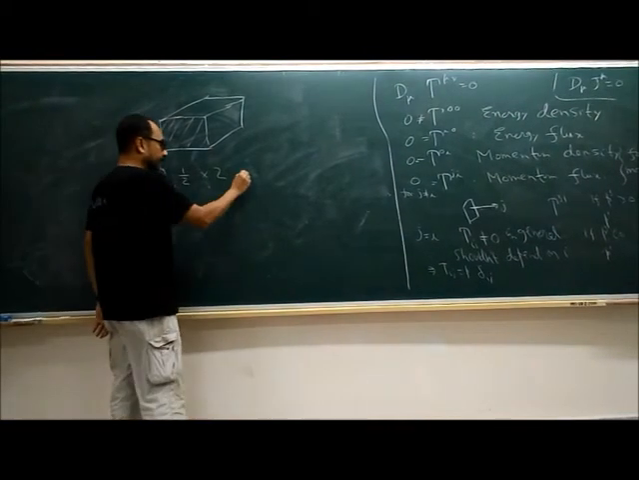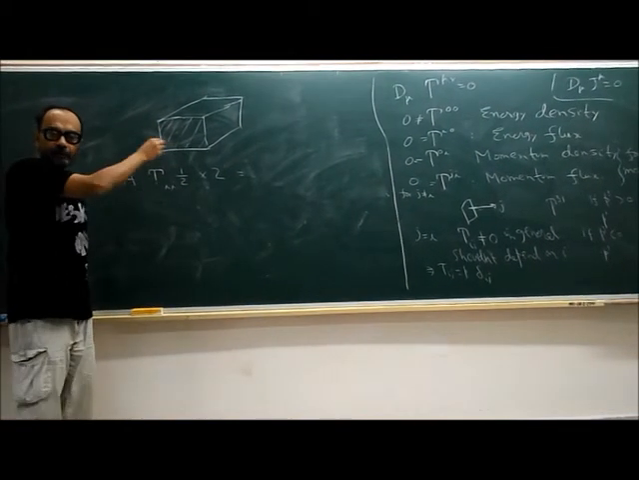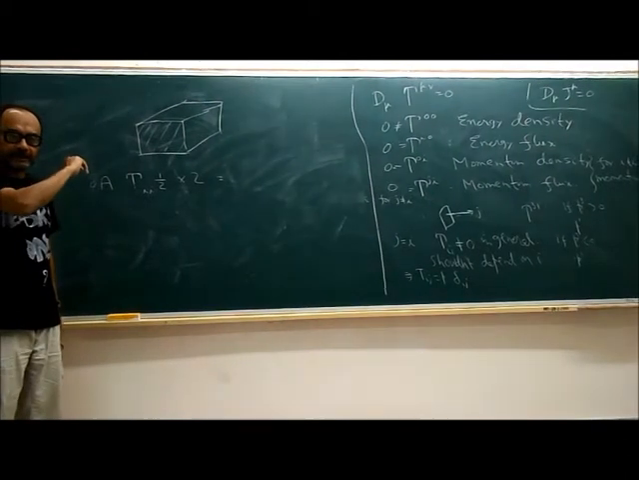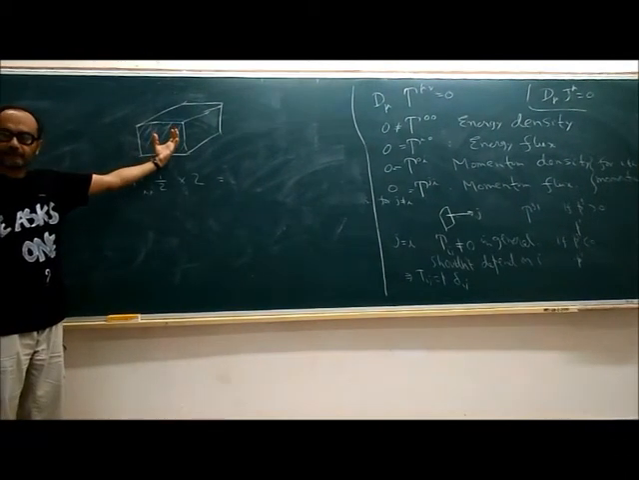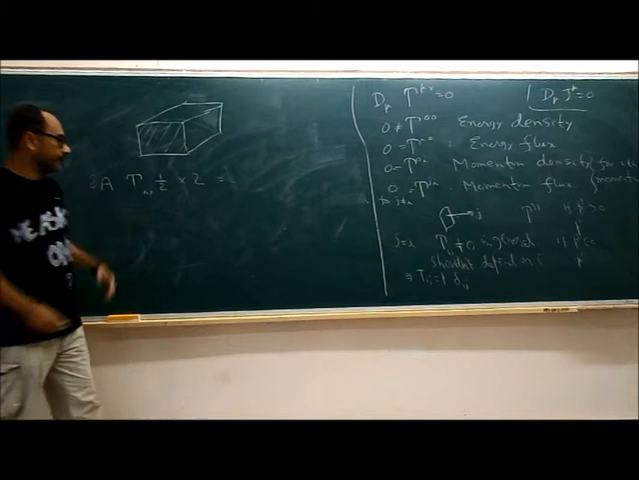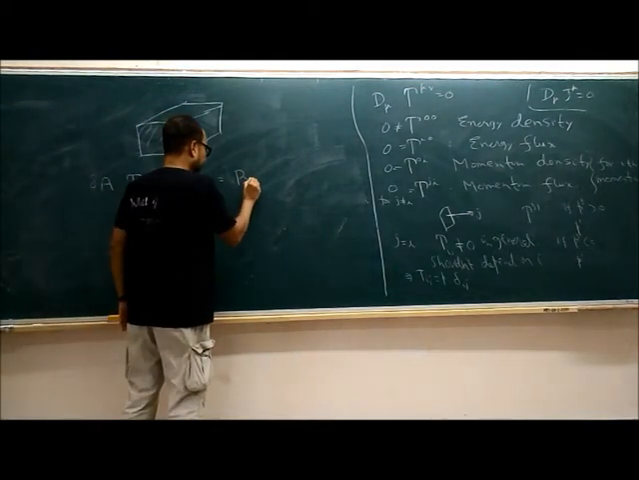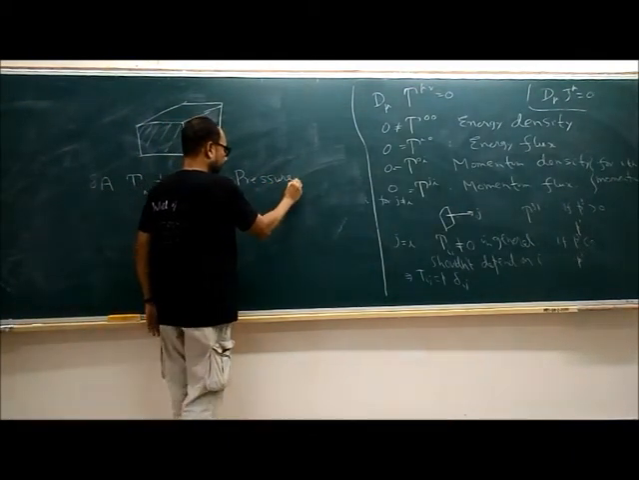But this by definition is the total force. This is the total momentum transfer per unit time, right? So this is the total force on this area. But that by definition is pressure times delta A. That's the definition of pressure, right?